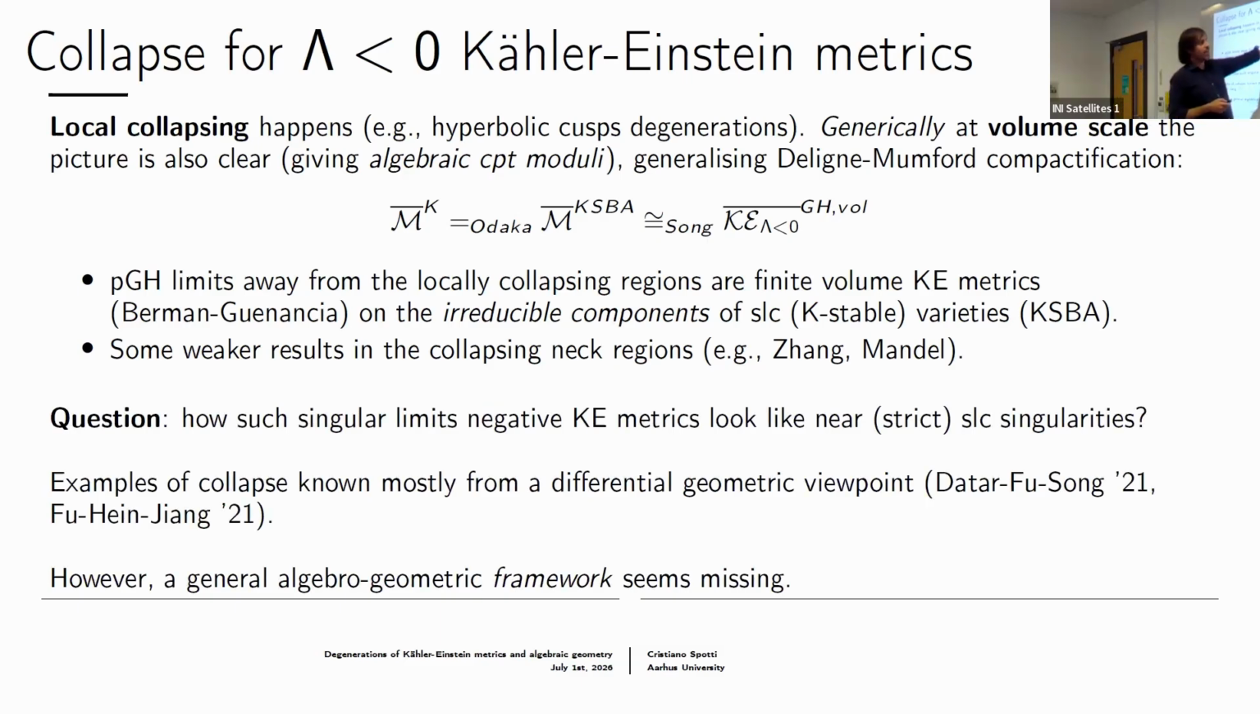So generic at the volume scale is understood, but what happens near the collar? And this I would say is not yet completely understood, especially in relation with algebraic geometry. We know that when we have this local collapsing, we are in the presence of strict semi-log canonical singularities, and we want to understand what happens nearby. There are some differential geometric results, but an algebraic geometric framework to describe what happens is missing.